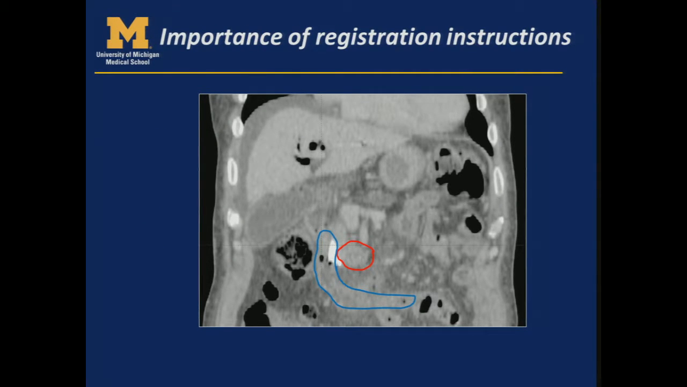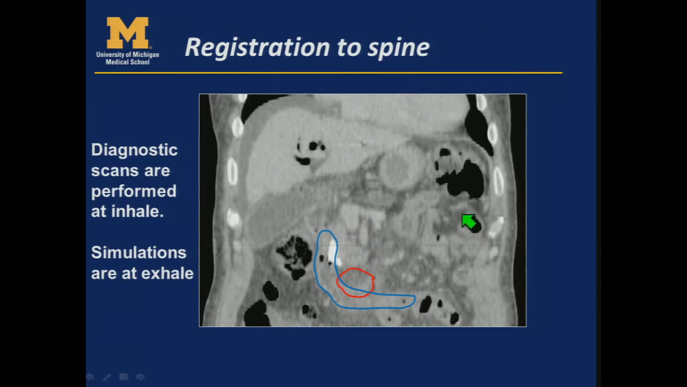So here is an example of what would happen in the scenarios. Here's a pancreas tumor here in red. Here's the duodenum in blue on the simulation scan. So what if you just fused it directly with bony alignment to your diagnostic scan? Well, your pancreas tumor is now right in the middle of your duodenum.